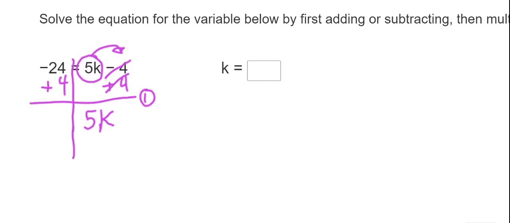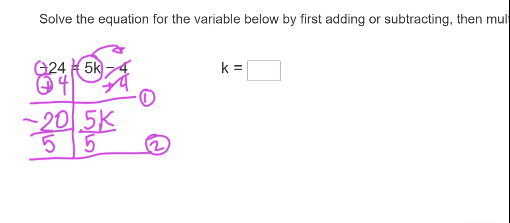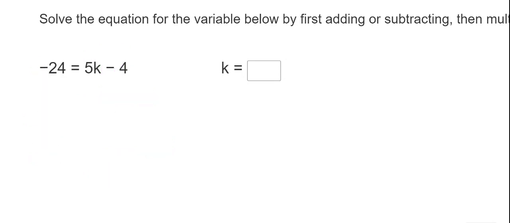And we have negative 24 plus 4, which means we're getting less negative. So we're going to subtract these two numbers because they're going in different directions. So it's going to leave us with 20, and it's more negative, so negative 20. And divide both sides by 5 to complete the solving process. 5 divided by 5 becomes 1. And now we have k on the right side, and then negative 20 divided by 5.